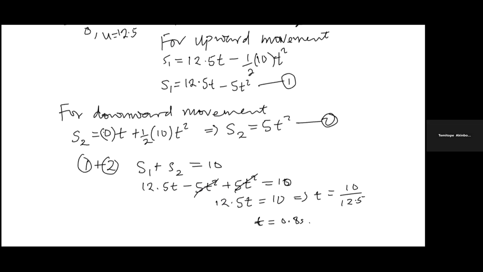Is that clear? Yes, sir. So the reason for taking S1 plus S2 equals 10. Don't forget that they are going to meet at a particular point. The one that is going up must have covered a certain distance. The one that is coming down must have covered a certain distance. The total distance expected is 10. So the distance covered by the one going up plus the one coming down should give us 10.